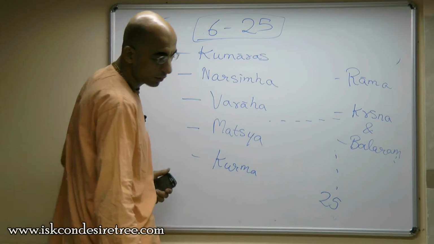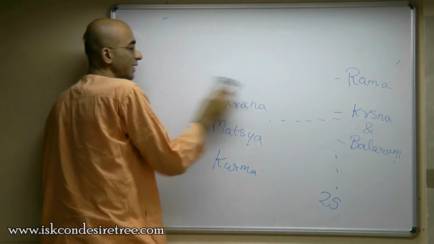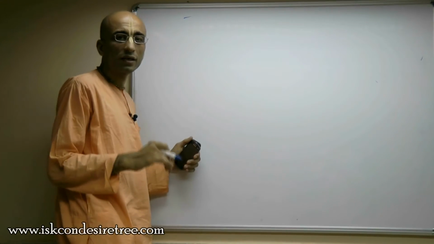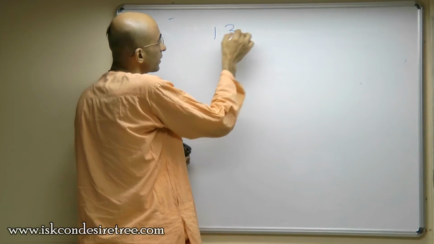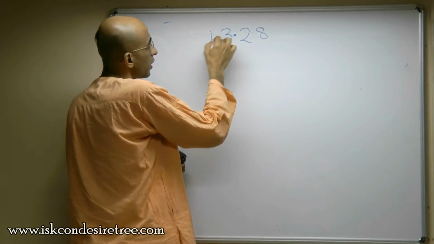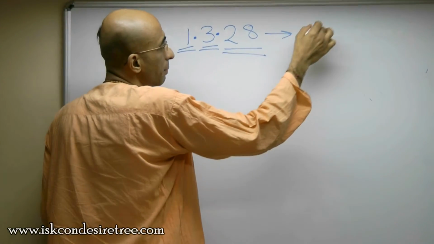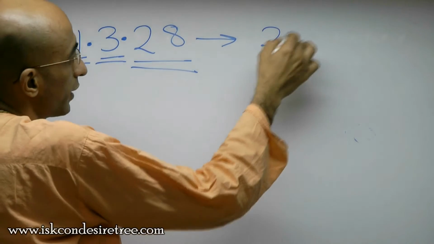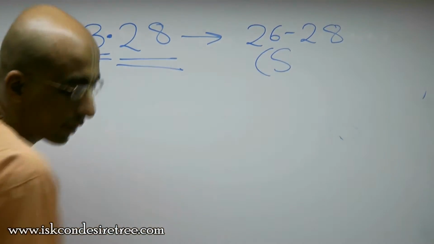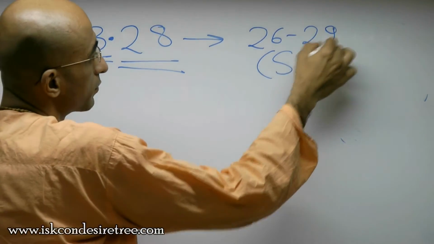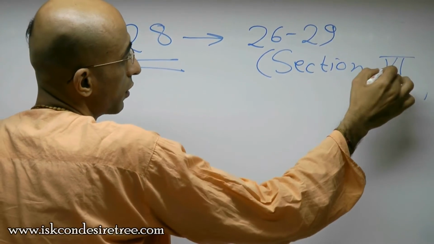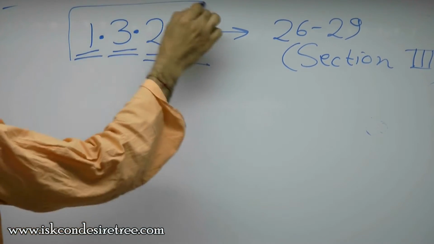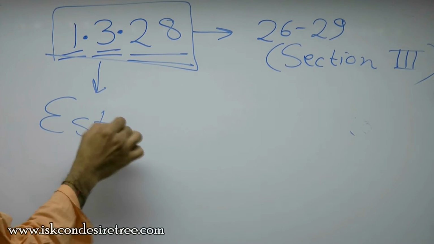After giving the whole list, it goes to section 3. In section 3, certain conclusive facts are mentioned about incarnations, how there are multiple incarnations. In 1.3.28, first canto, third chapter, verse 28, which is part of section 3 of the third chapter, from verse 26 till 29, this verse specifically establishes the supremacy of Sri Krishna.